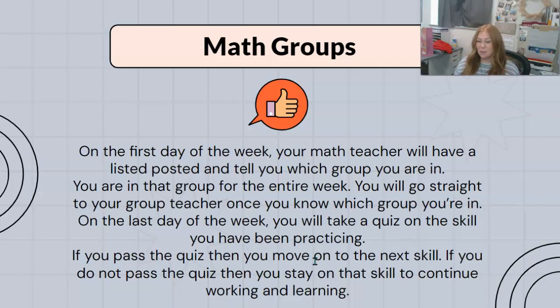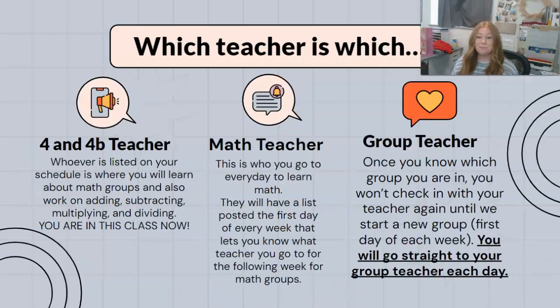So if you pass the quiz, you'll move on to whatever skill you need next, which could be the next skill, could be an extension group if you've passed off all the skills. If you don't pass the quiz, then you're going to stay on that skill and you're going to keep working and learning in that group, and that's okay. If you're doing your best, that's all we ask. We just want to give you those chances to learn and grow and be your best.